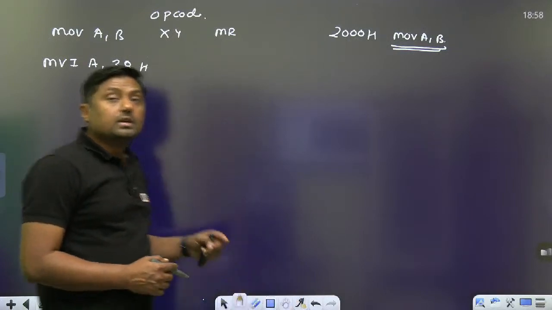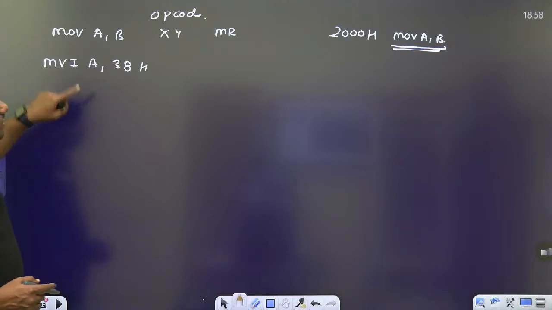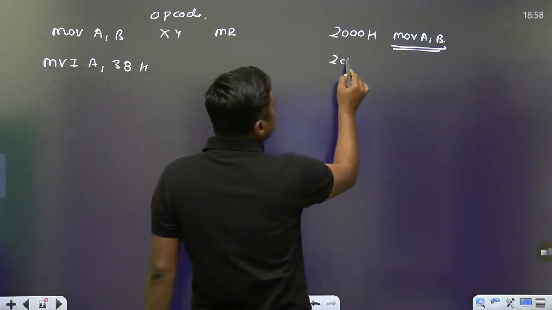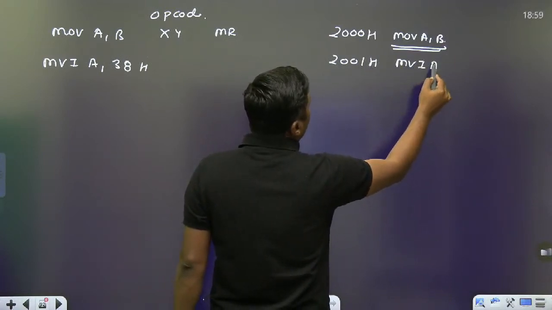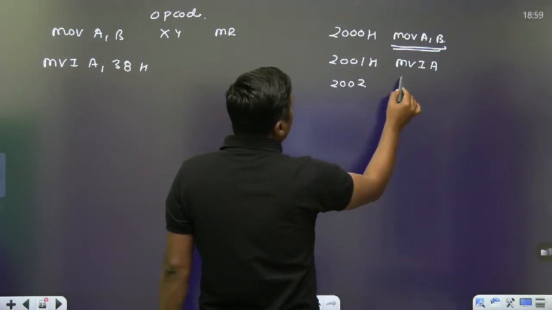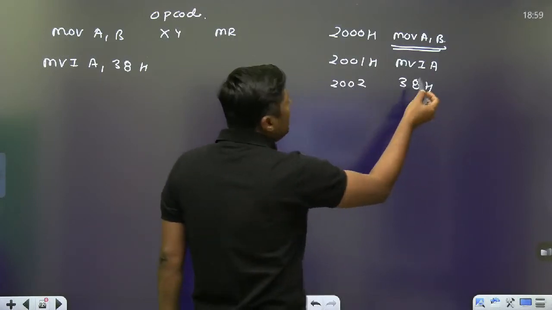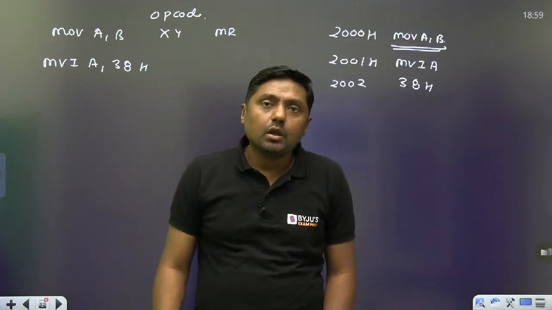Okay, that is the opcode, MVI A, 38H. Now to store the instruction, you have to use one memory location for the opcode. No need to mug up the opcode, that is the MVI A, and in another location you will store what? 38H. The data may be anything, 38, 48, 56, anything.